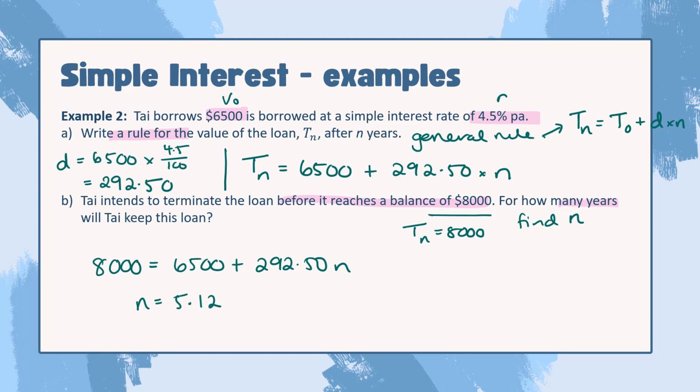Now I would use solve on my calculator to find that value of N. And now we have a decision to make. We need to check the context of the question to decide, well, we're not going to have a loan for 5.12 years. We can either have it for 5 or for 6. As Ty's loan is increasing in value, or the balance is increasing because we're talking about growth, at 5 years it will be less than $8,000. At 6 years it will be more than $8,000. So the scenario we want here is when it's less than, because it cannot exceed that value. So therefore, Ty can keep this loan for 5 years.